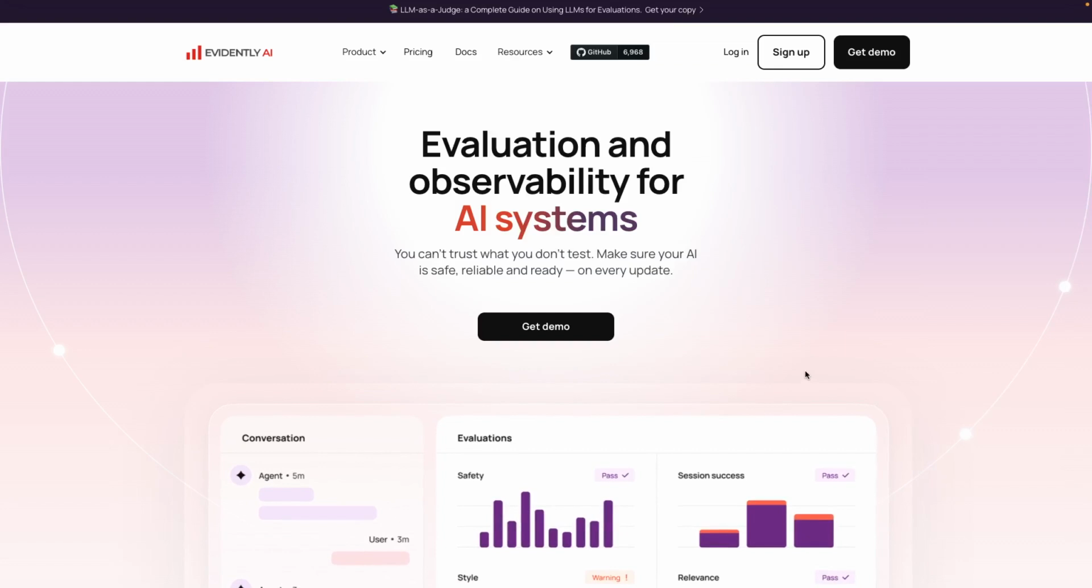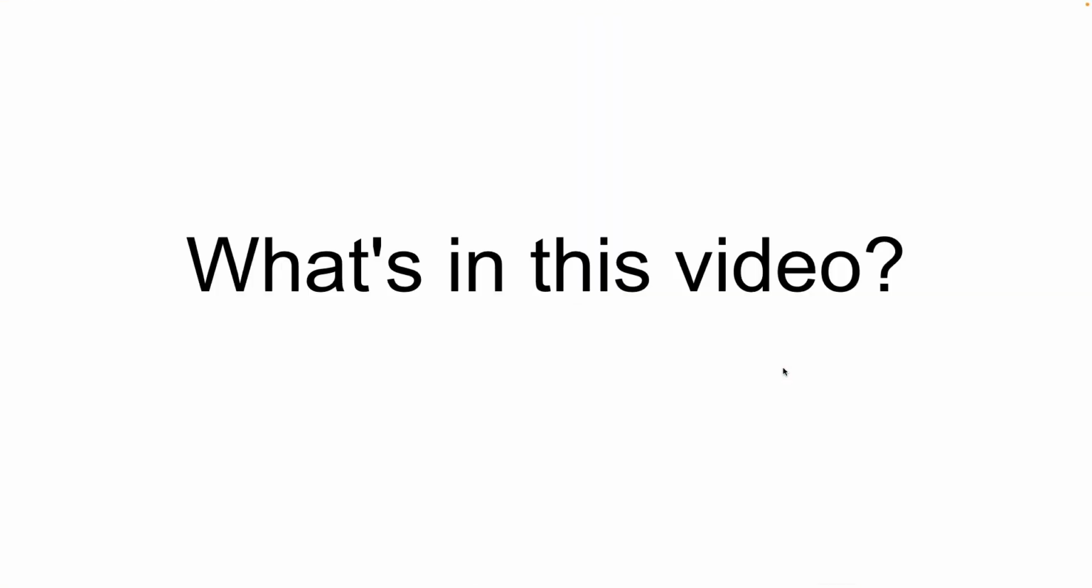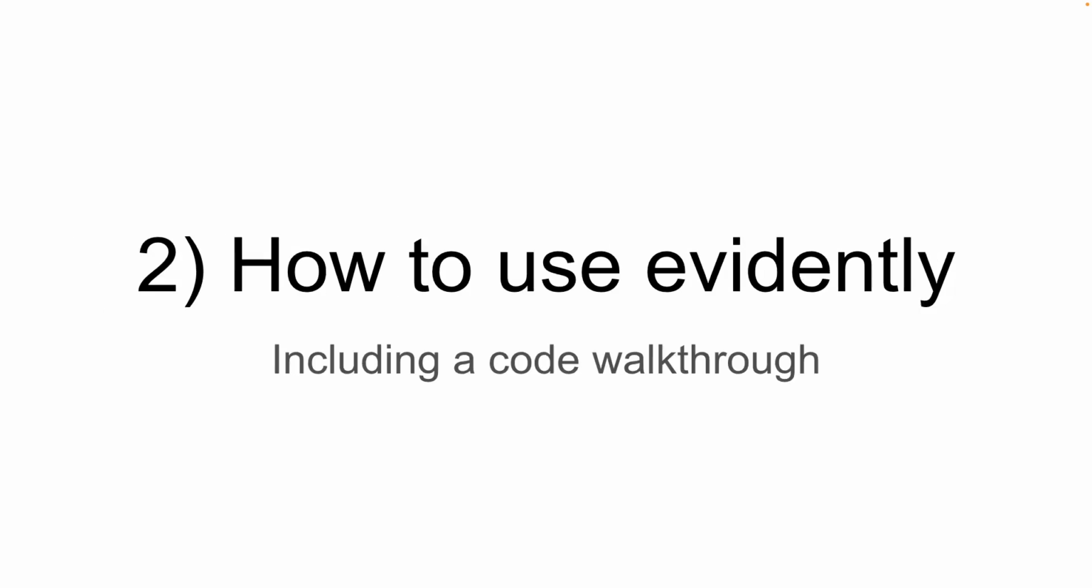In this video, we're going to be looking at how to monitor machine learning models with Evidently. Evidently is an MLOps tool designed to help in the evaluation, testing, and monitoring of data and AI-powered systems. What's in this video? Well, firstly, we'll be covering why we need monitoring in our machine learning systems. And then secondly, we'll cover how to use Evidently, which includes a code walkthrough.